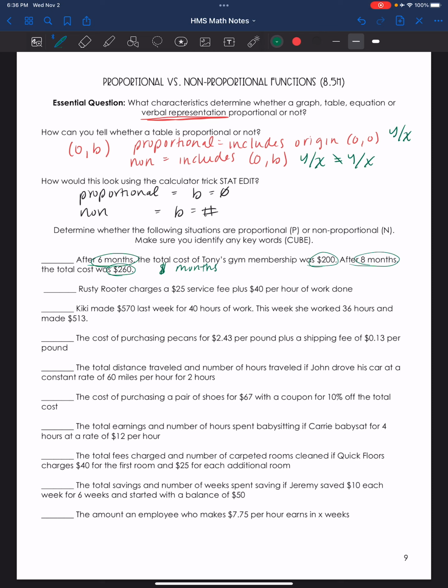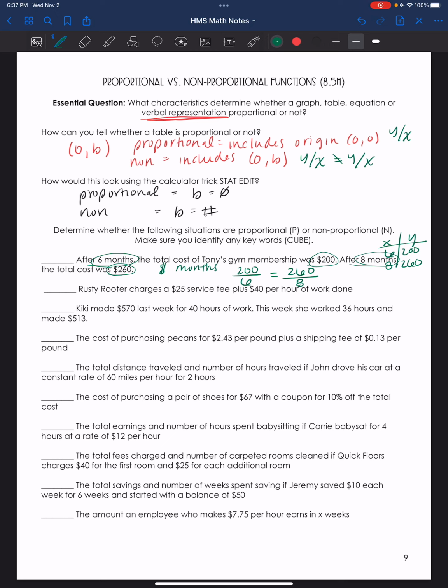You can also do stat edit. What it would look like is put it in a table. I would have 6 to 200, 8 to 260, L1s, L2s, stat calculate, see what A equals, see what B equals, and decide if it's proportional or not proportional. But for the sake of today's lesson and the fact that I don't have a calculator on this screen, I'm going to do y divided by x equals y divided by x. So since I know my y is always money, I'm going to do 200 divided by 6 and see if that is equal to 260 divided by 8.